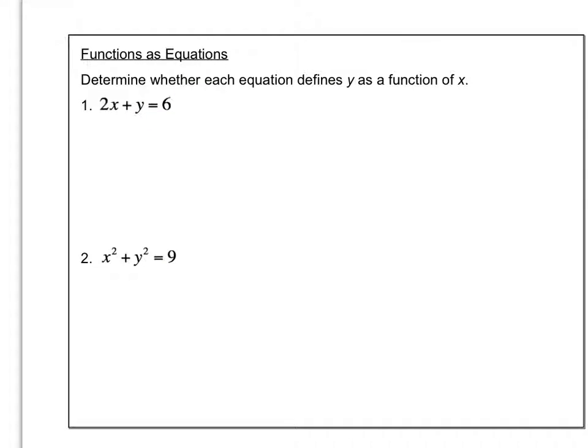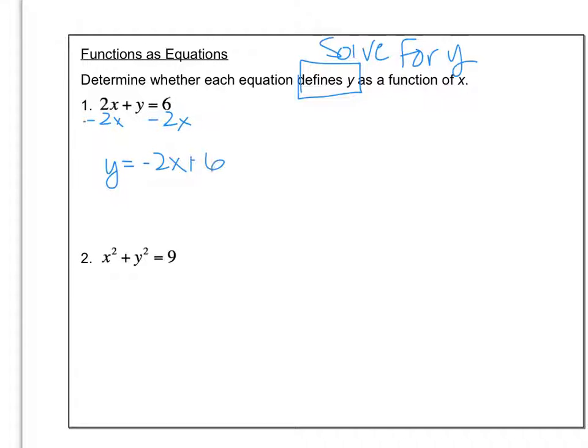So now we're trying to decide whether an equation is a function. The directions say determine whether each equation defines y as a function of x. The focus here is that it says defines y. That tells you that in order to decide this, you have to solve for y first. You have to decide if, when we get y by itself, that equation is a function. So number 1, what do I have to do first? How do I get y by itself? Subtract 2x, and we get y is equal to negative 2x plus 6.